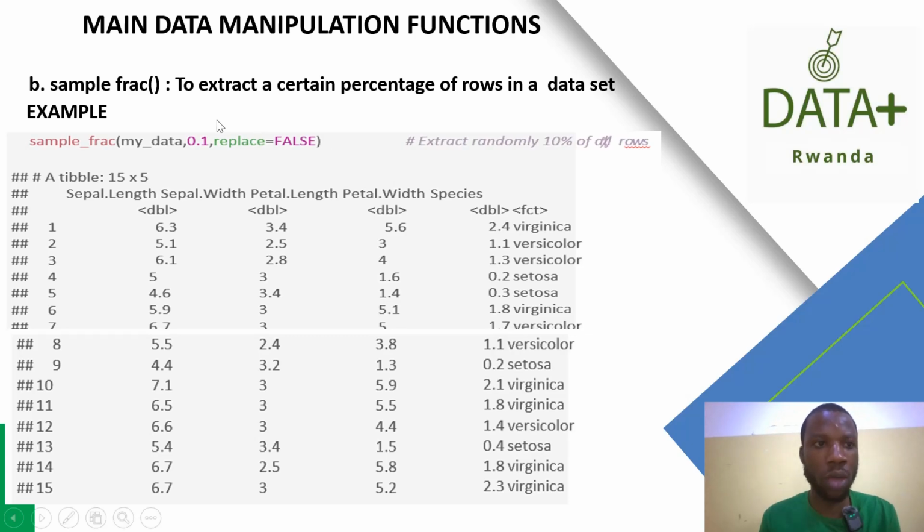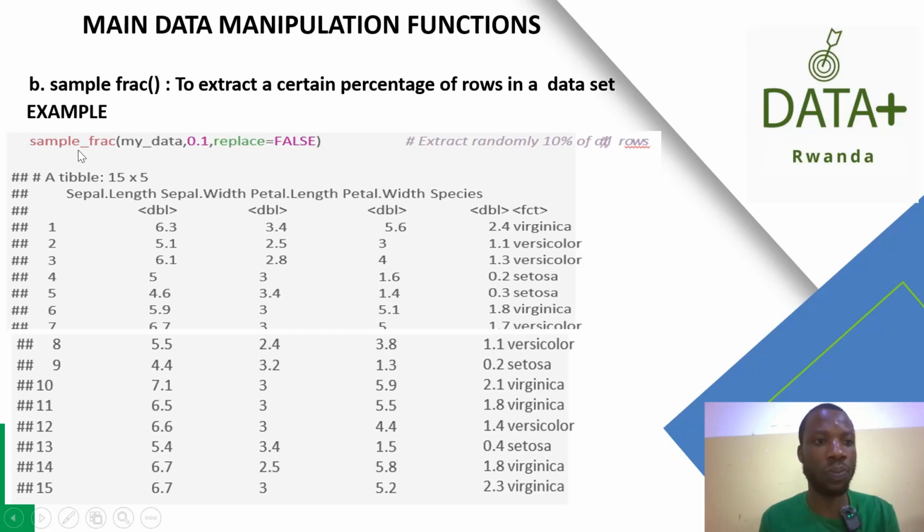Again, when we are saying the sample frame, we are trying to look for the existing data set. Let's say, for example, this is my data set, and let's assume that it consists of 10,000 observations. From that, if I use sample_frac, I'm trying to look for 10% of the data set. So here we are going to select 10% of my data, just randomly.